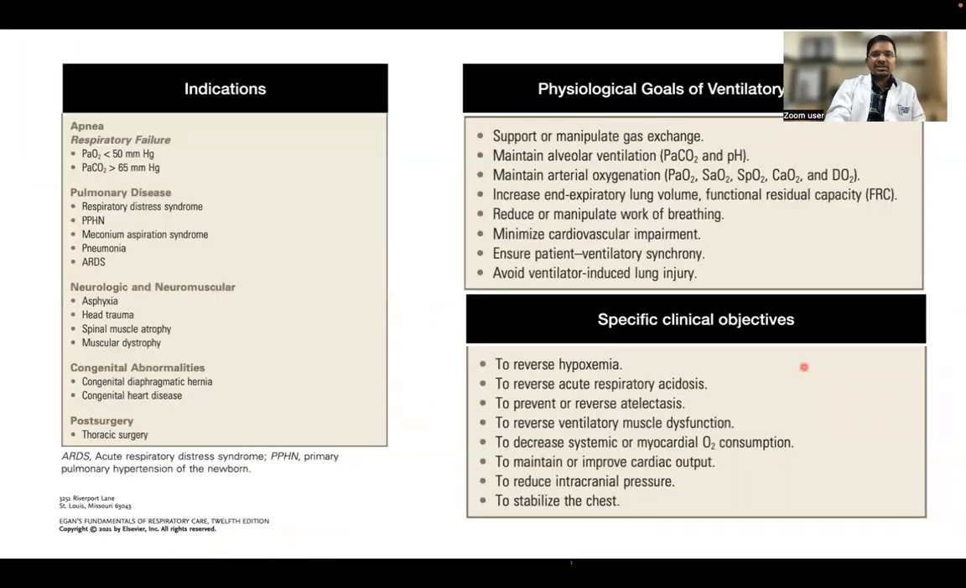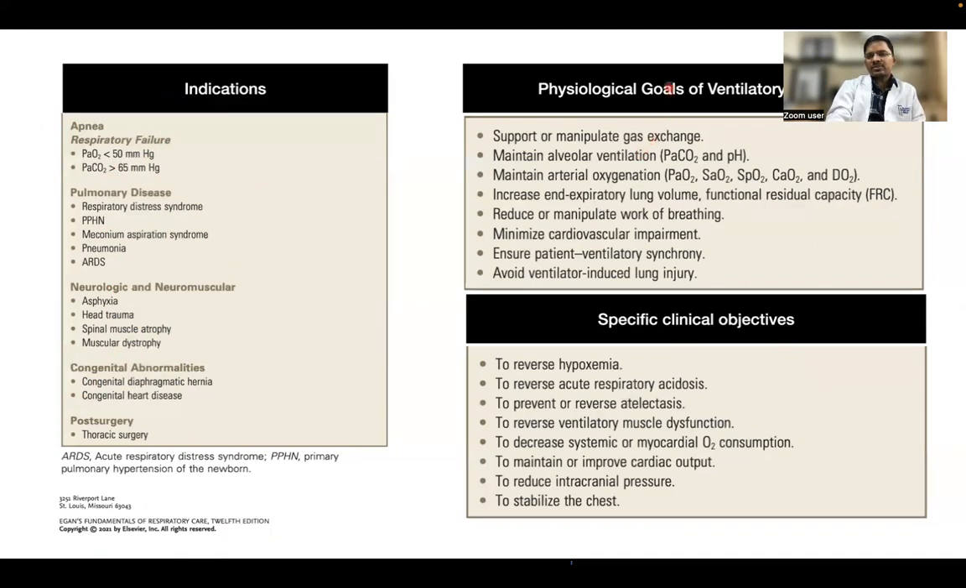The next important thing is the indications of mechanical ventilation. Generally we ventilate for a few common causes: apnea, respiratory failure, ARDS or respiratory distress syndrome, neuromuscular conditions like muscular dystrophy, the asphyxiated child, commonly the brain trauma child, as well as congenital heart disease and other conditions where we need good gas exchange.